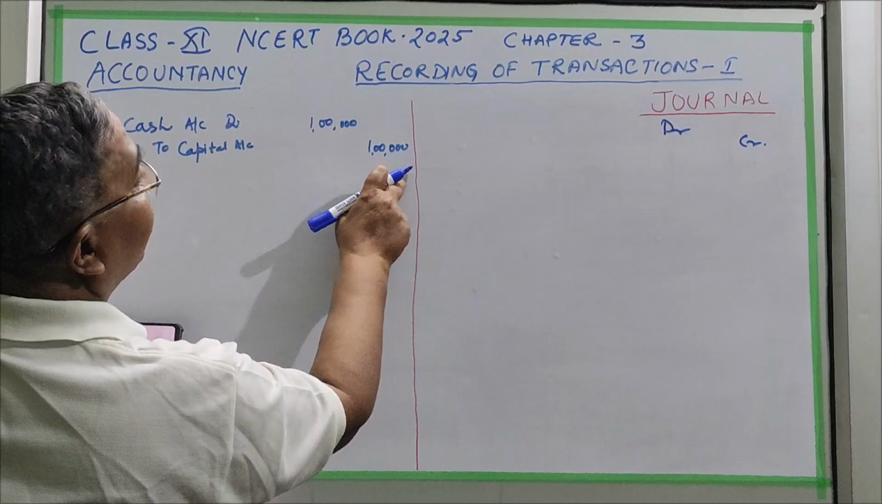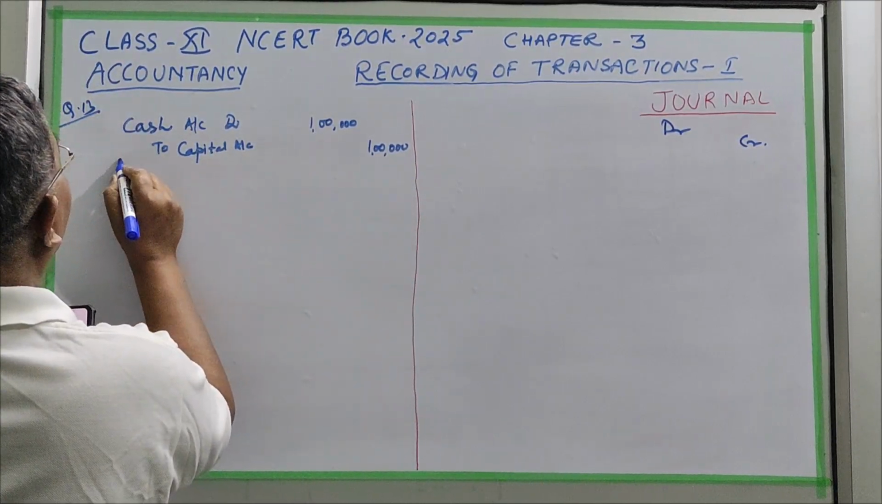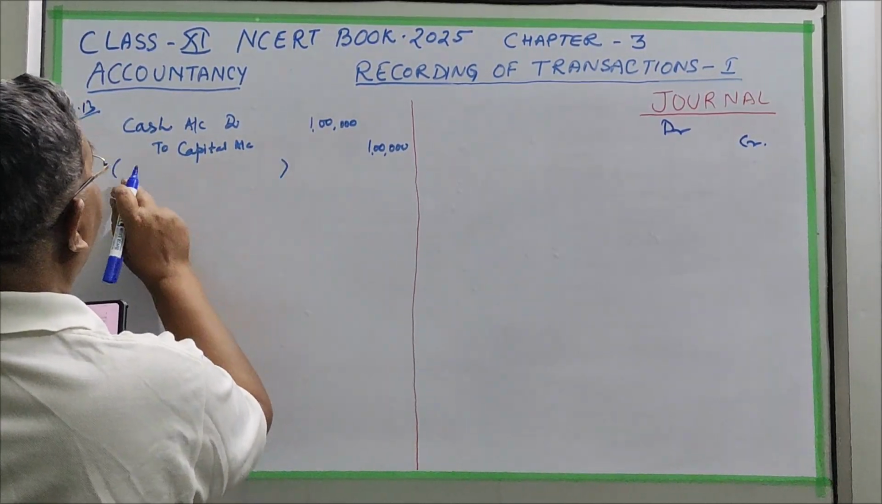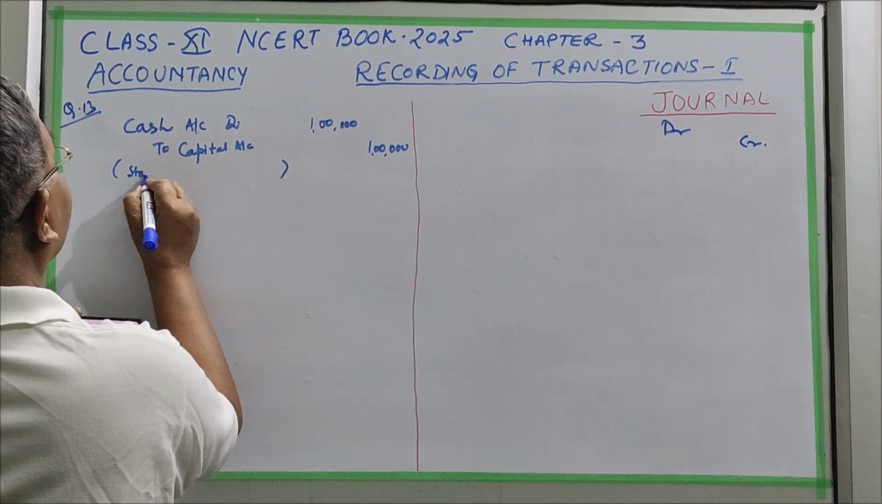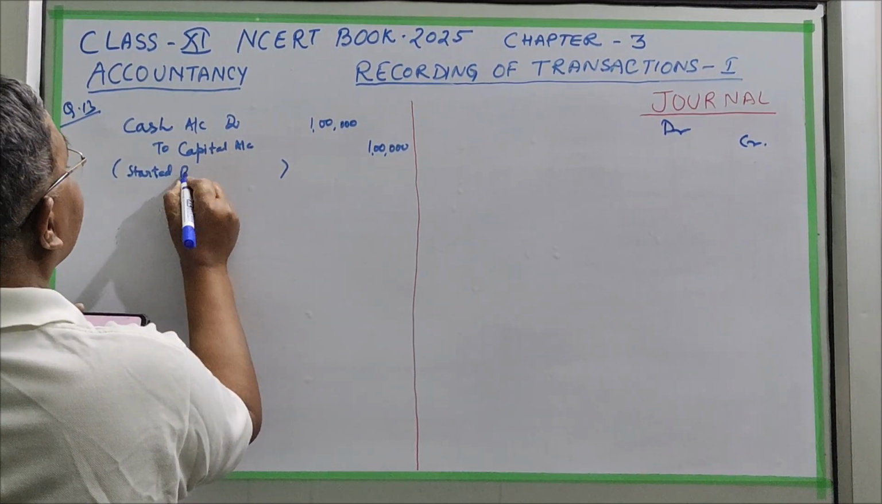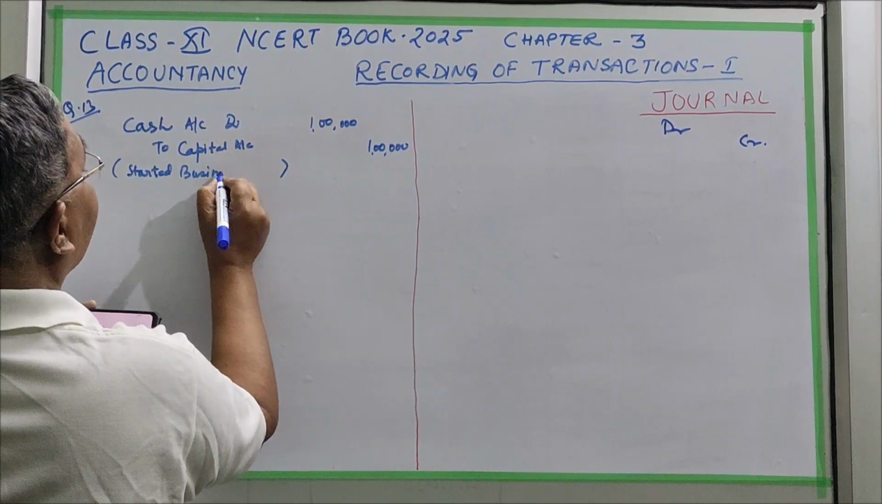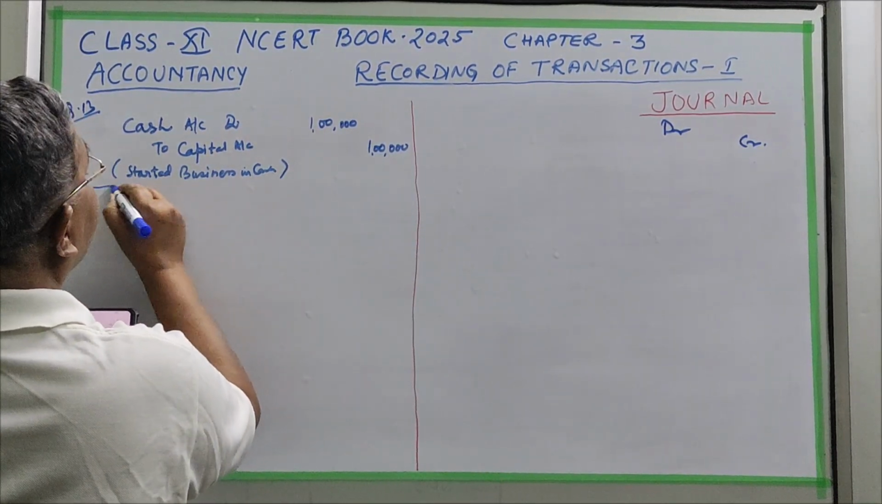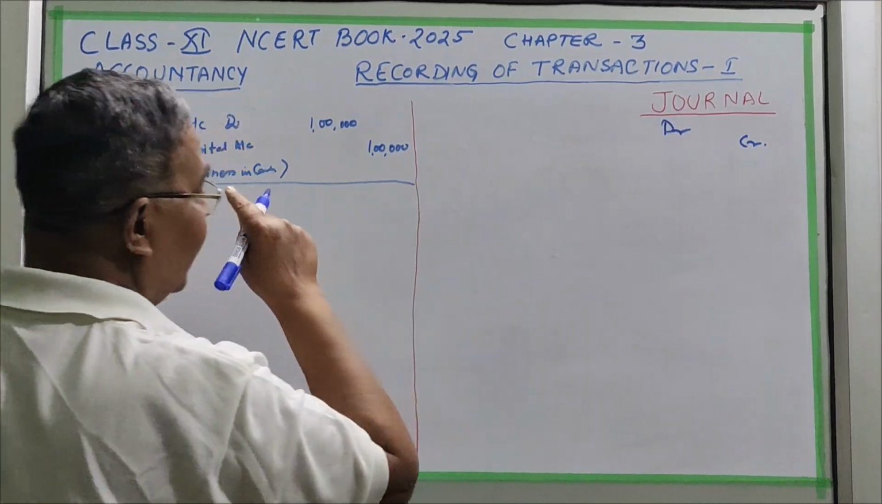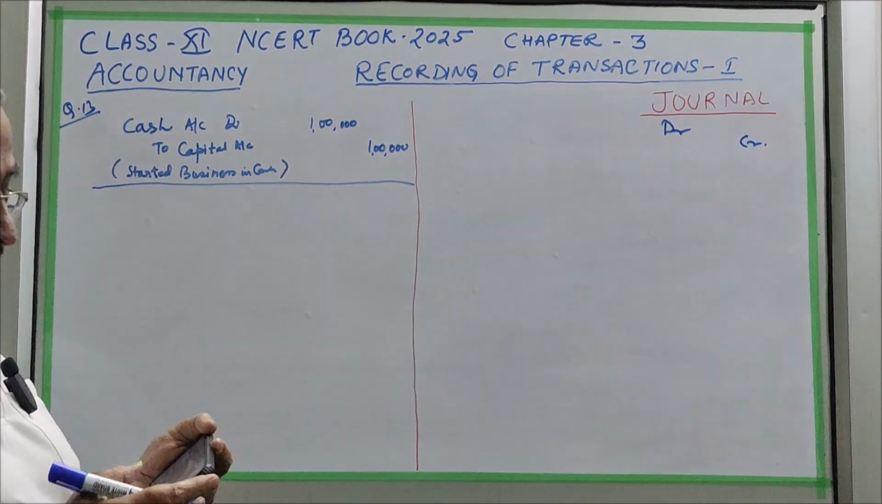One is debit column, one is credit column. And here in short we will write the narration. Started business with cash. Like this, you will draw a line. So it is one entry, one journal entry is of this type.